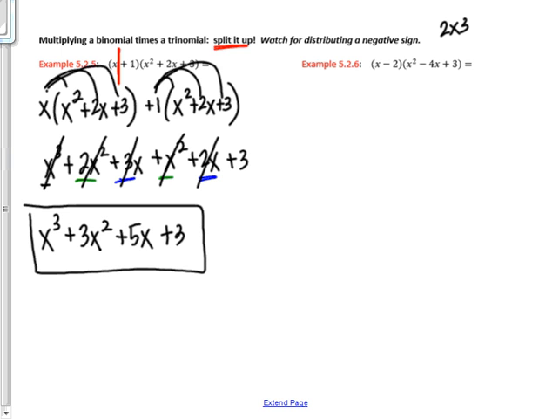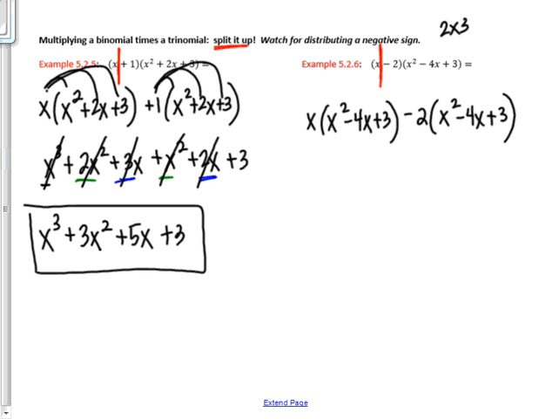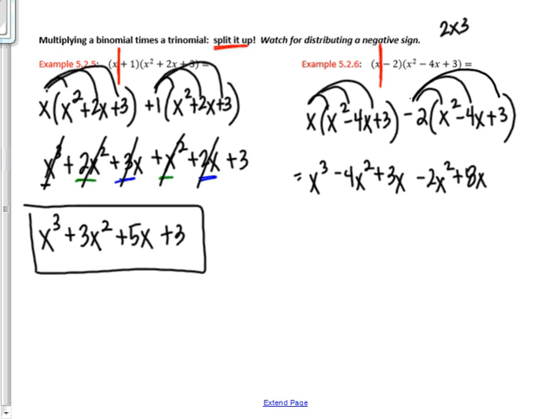Alright, so let's do this one the same way. So remember, got a 2 by 3, what you're going to do is chop it in half after the x. I'm going to take the x and distribute it through the trinomial. And I'm going to take the negative 2. Be careful with that negative sign because we're going to have to watch when we distribute it. Alright, so if I distribute my x, I get x to the 3rd minus 4x squared plus 3x. And if I distribute my negative 2, then I get a negative 2x squared, a positive 8x, and a negative 6.